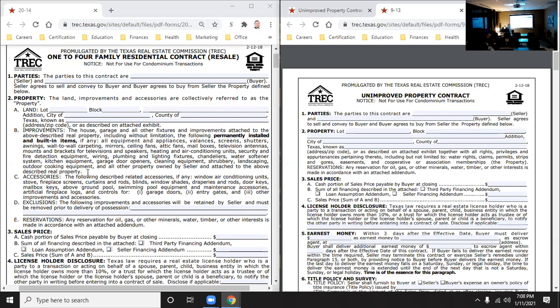Mr. Grossman, what do you see is the difference between paragraph 2 on the 1 to 4 family and the unimproved? That's way shorter. What's it missing? Do you see it? No, land's there. Number 2, I don't see accessories or... Do you see improvements or accessories? No. Or exclusions? No. So B, C, and D aren't there. Why? Because it's what? Unimproved. Ain't nothing there. Mr. Travis, what's that notice again here? Not for use for condominium transactions. There you go.